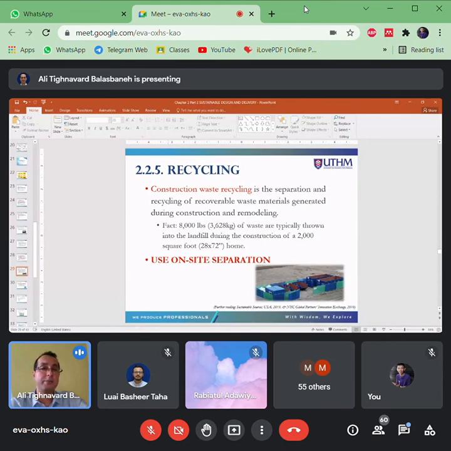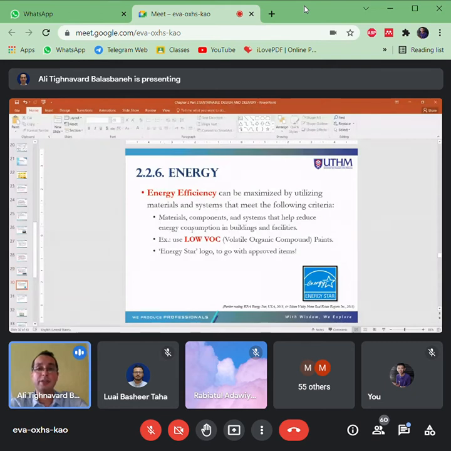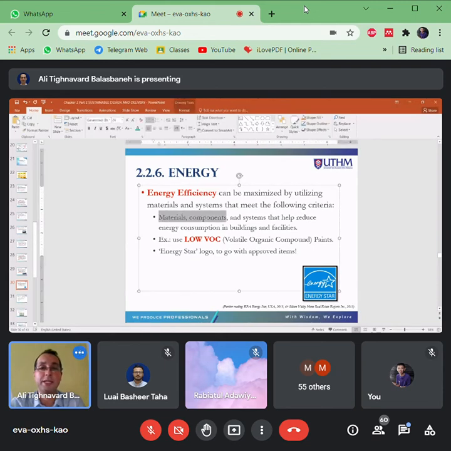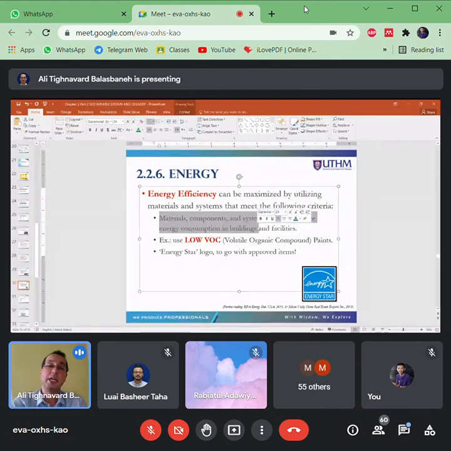Okay, the next item is recycling, which I think is very easy for you to understand. Energy efficiency can be maximized by utilizing materials and systems that meet some criteria as follows: material, component, system that help reduce consumption of the building, just like the example I gave you, comparing a wooden building and a concrete building with insulation and without insulation.